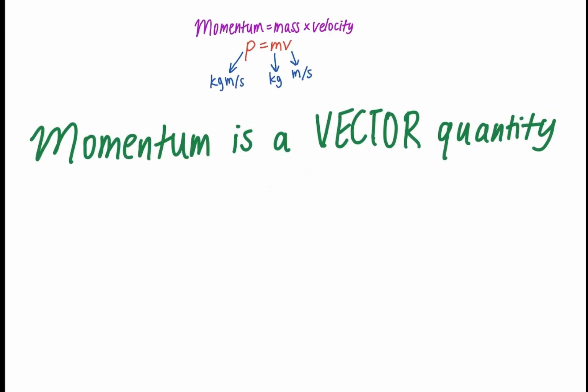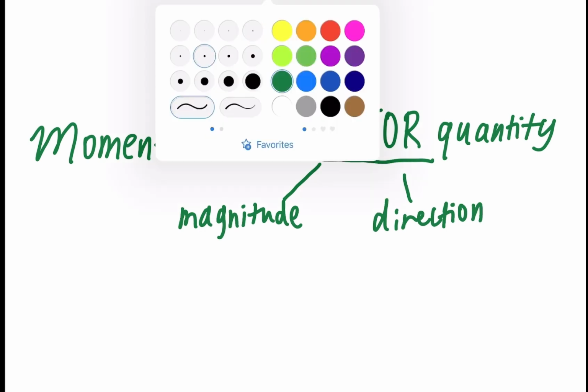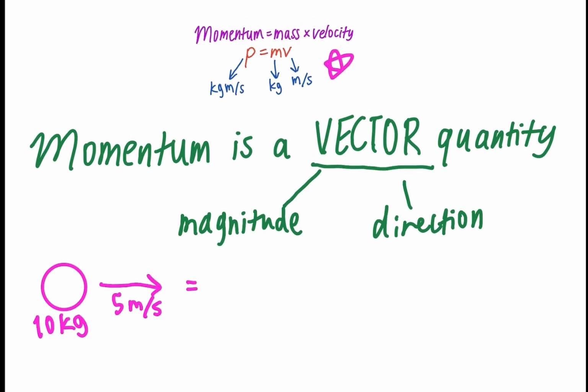Okay, so you guys should also know that momentum is a vector quantity, so it has both magnitude and direction. Okay, so let's say that an object is traveling to the right at a speed of 5 meters per second, and let's say that its mass is 10 kilograms. So using the equation above, we can derive that its momentum is therefore 50 kilogram meters per second.